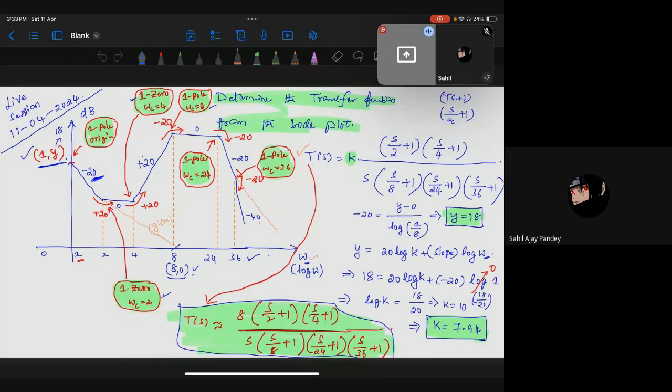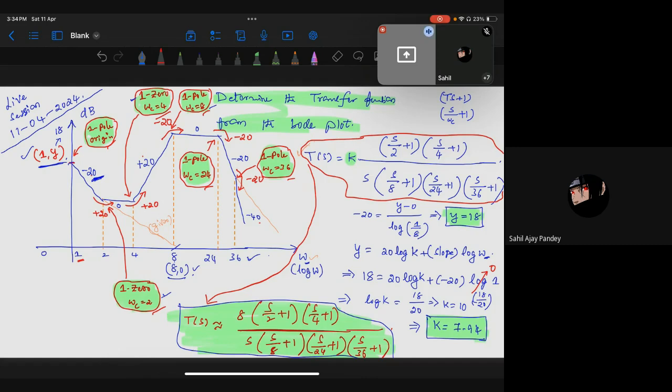Sorry, yes, tell me. So in general, given a Bode plot, first we need to identify the slope changes. The slope changes are caused by adding a pole or zero. Hence, we can easily identify them. So this is the format.